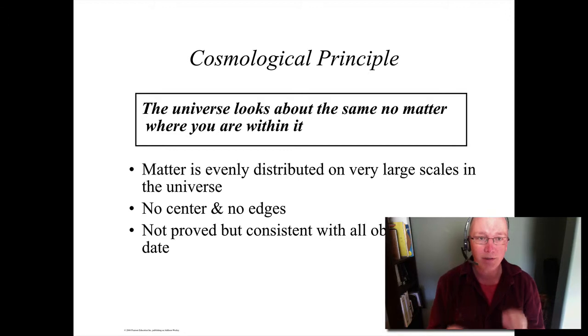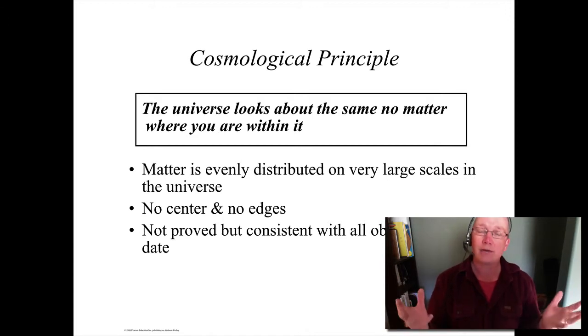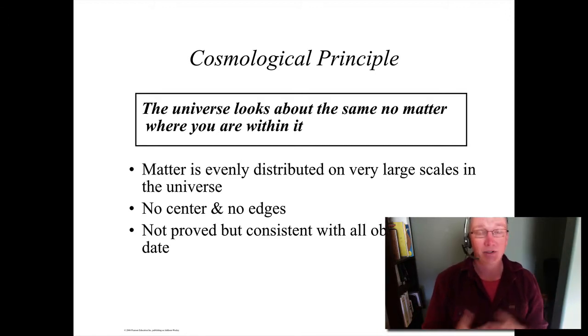So our principle here, the cosmological principle, is that the universe should look the same no matter where you are within it. And this is built upon the fact that when we look in every direction in the universe, we see about the same stuff. It can't be proven because we've never been everywhere in the universe, but considering what we have seen, we suspect that it is true because we haven't seen anything that would tell us any differently.